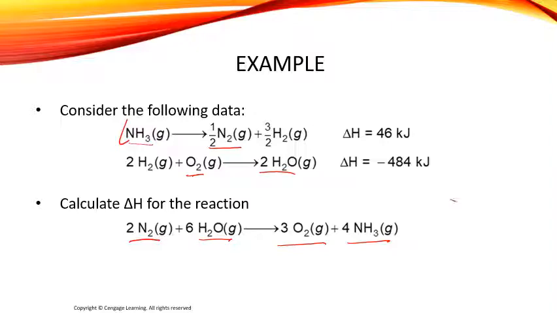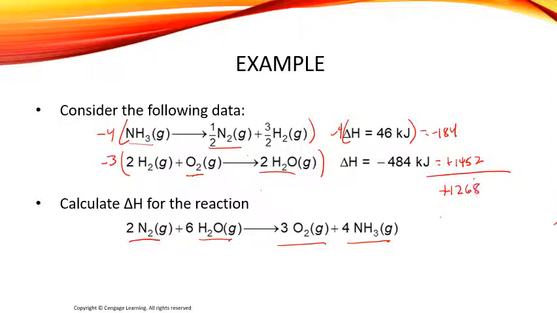So I'm going to take this reaction and multiply it by a negative 4. So that means that my new value for delta H, when I multiply it by a negative 4, would be negative 184. And when I look at my second reaction, I need O2 to become 3 for the coefficient and water to become 6. So I need to multiply my bottom by a negative 3. When I multiply that by a negative 3, that becomes a positive 1452. And now when I add those two together, I get a positive 1268.